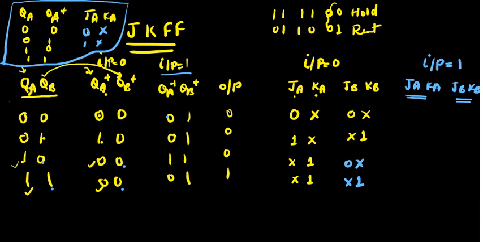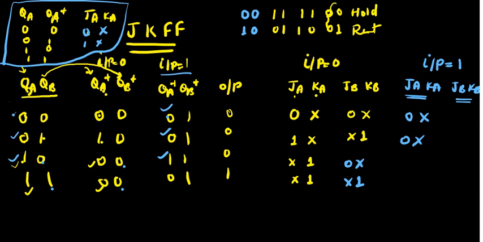Correct. So you have to see you are in 0, you move towards 0. What type of excitation will be needed? 0 cross. You don't care about K. You are in 0, you move towards 0. What type of excitation? 0 cross. You are in 1, you move towards 1, right? So 1 1 means either hold or set.